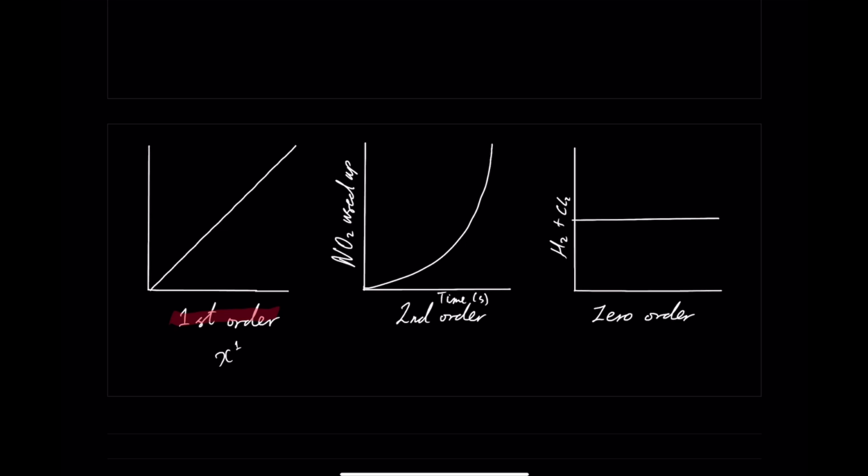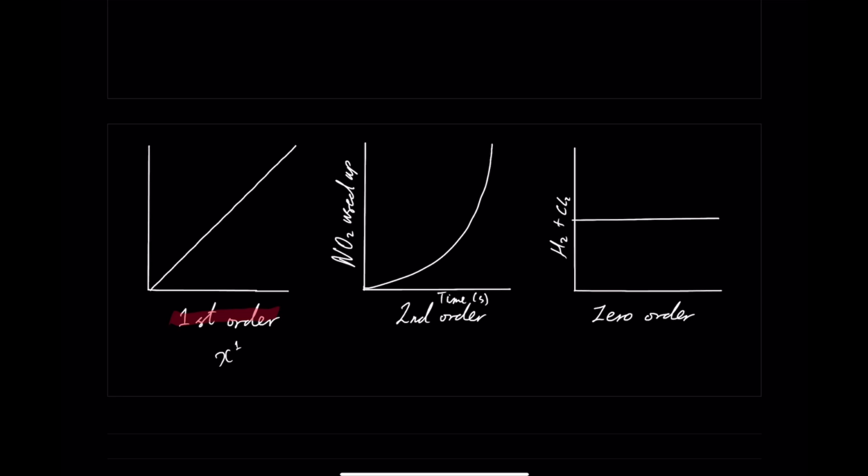Now coming on to the next part. I'm going to use an example. If a reaction is of second order, for example, the decomposition of NO2 into nitrous oxide. So the decomposition of NO2 into NO.